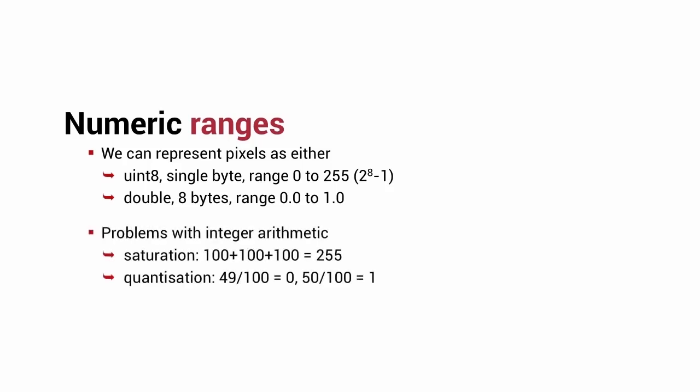There are also some difficulties when we use integer arithmetic. One of the problems is saturation, so if the result of an arithmetic operation exceeds the maximum possible value for that representation, it is clipped or limited to the maximum possible value for the representation. So in this case, the result of the arithmetic should be 300, but it's clipped to 255, which is the maximum possible value of a uint8 type. Another problem is quantization. So if we look at these two divisions, 49 divided by 100 gives a result of 0. It is effectively rounded down to 0, whereas 50 divided by 100 is rounded up to 1.